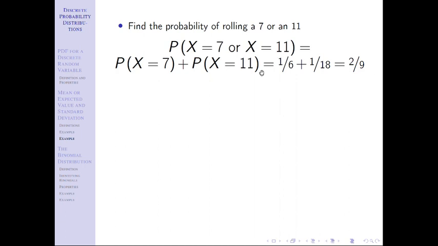You don't stop here because that's not a probability. A probability is a number between 0 and 1. This is not a number between 0 and 1. This, not a number between 0 and 1. This is a number between 0 and 1.